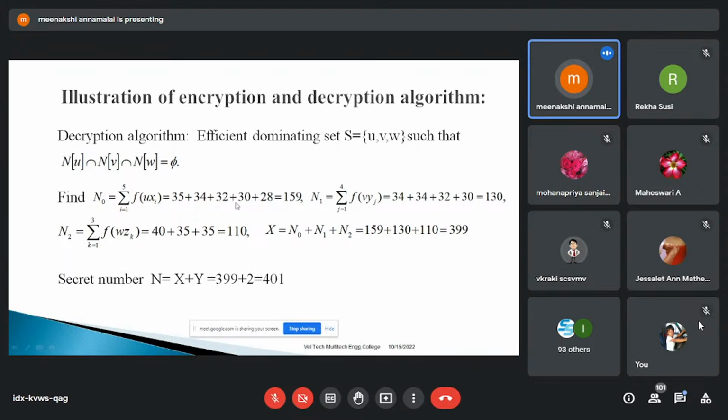And then the n1 value, n naught, n1, n2. So which is 399, but what I taken is 401. So x plus y: if I add 399 plus 2, I get the value 401. So the conclusion I'm concluding here is that when you look at the network, we make it somewhat difficult.